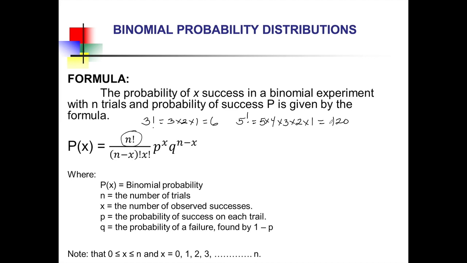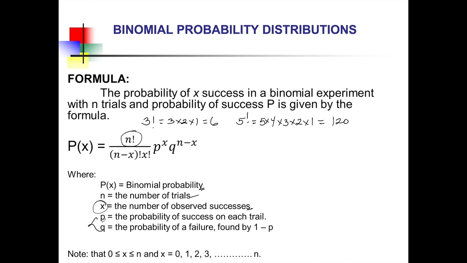So that's it for the numerator, divided by n minus x factorial multiplied by x factorial multiplied by p raised to x multiplied again by q raised to n minus x, wherein P of x is the binomial probability, the probability of having a specific result, n is the number of trials, x is the number of observed successes. Take note, x is the observed success.